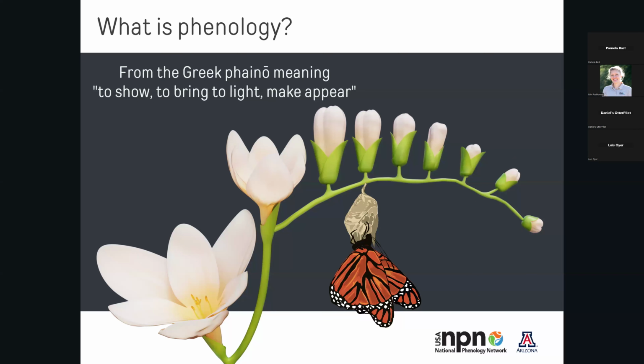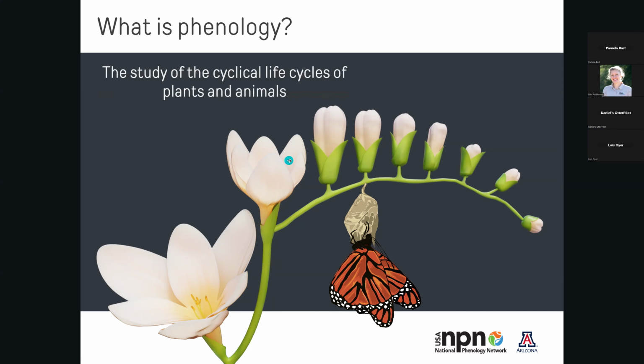So what is phenology though? Phenology is a word that nobody often knows, but actually everybody really knows what it is. The root word for phenology comes from the Greek pheno, and what it means is kind of to show, to bring to light, or to make appear. So even then, it's like, okay, it appears, but what's appearing? And with that ology, you know it's the study of. Phenology is the study of the cyclical life cycles of plants and animals throughout the year.